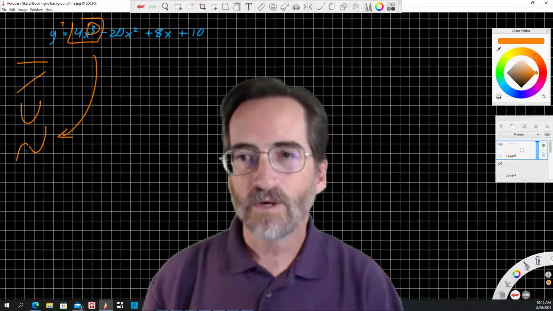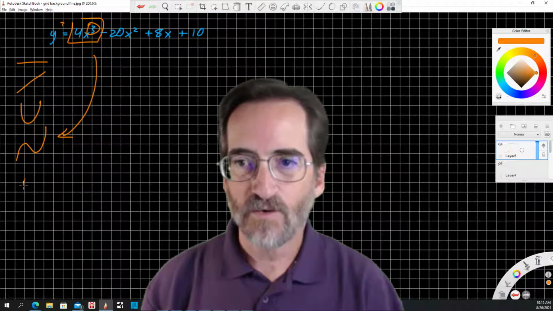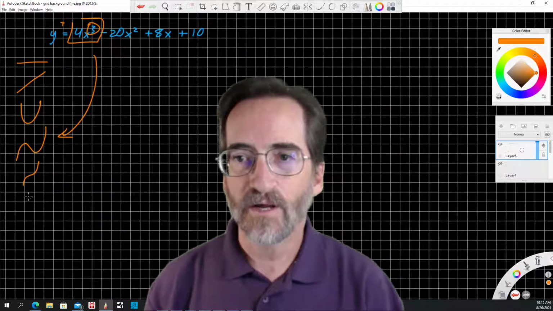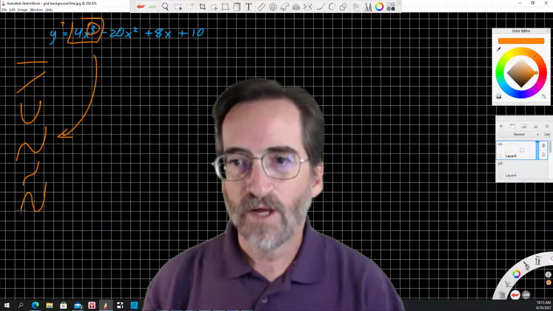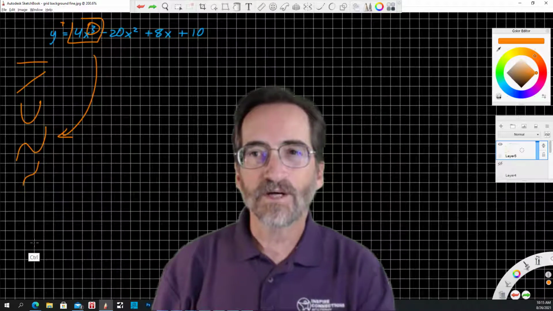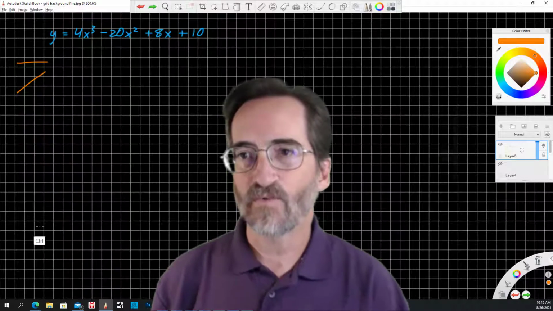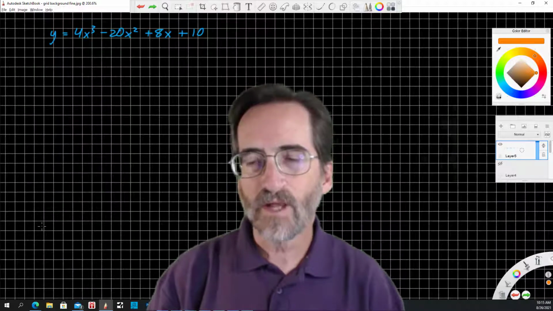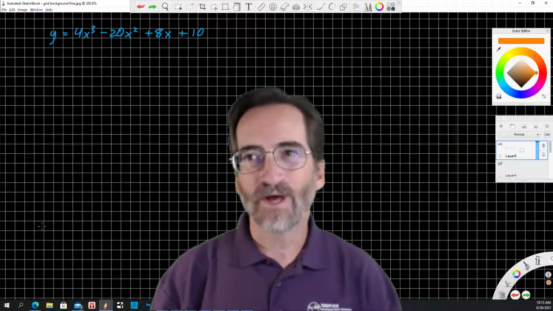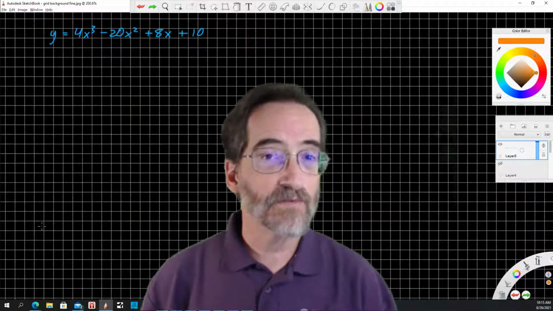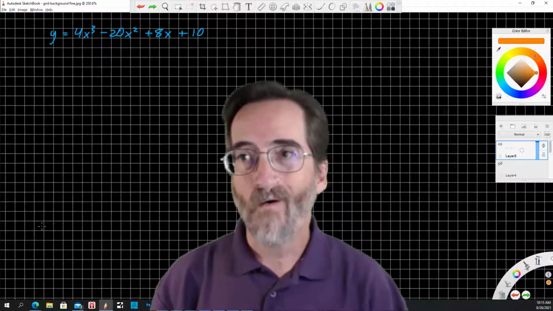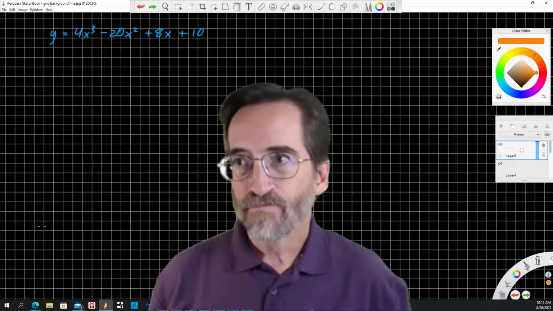Now, what I don't know is if it does this or if it does that, or if it goes way up and way down. There's lots of possibilities for this function. So we can tell quite a bit already, just by the fact that it's a cubic function with a positive leading coefficient. But let's use our calculus here.